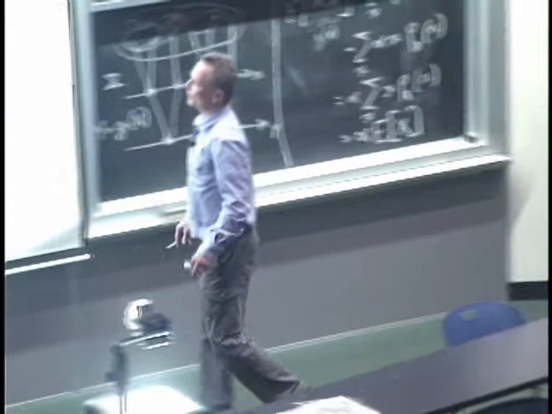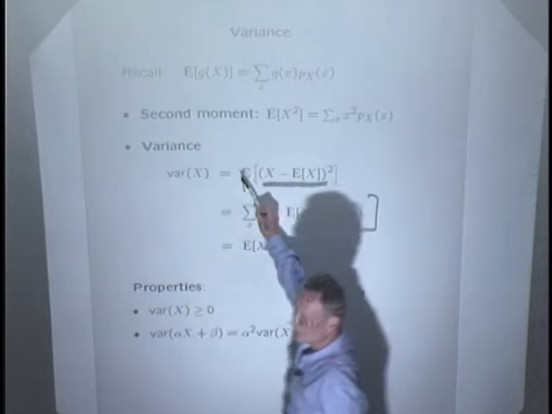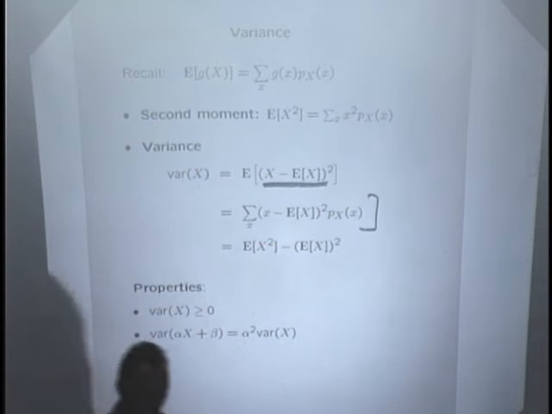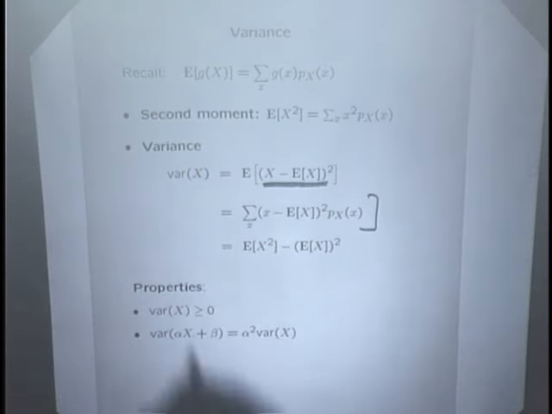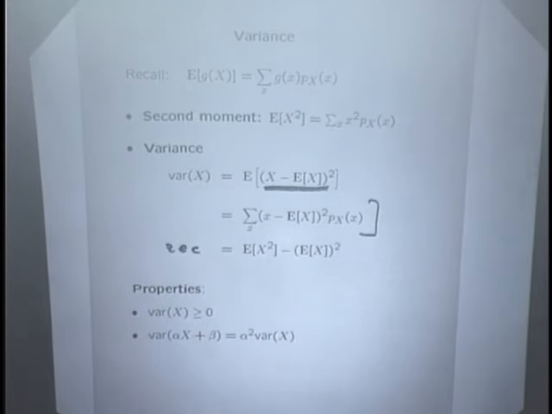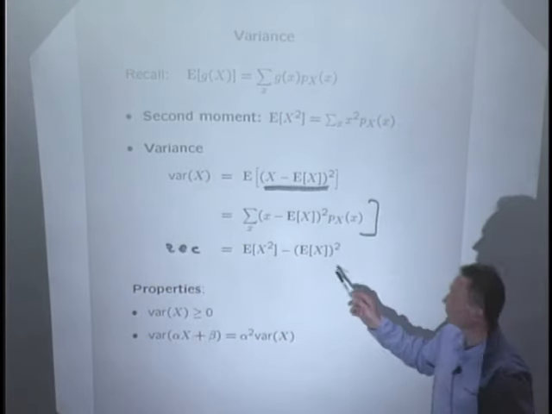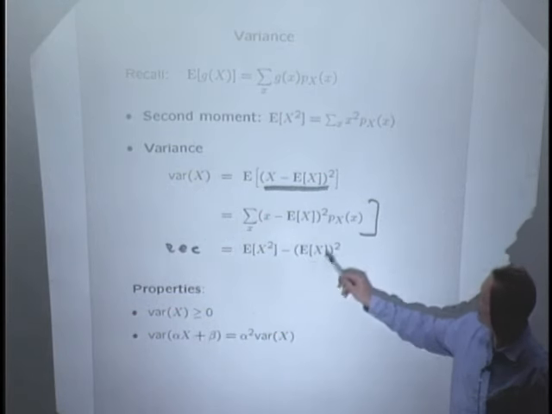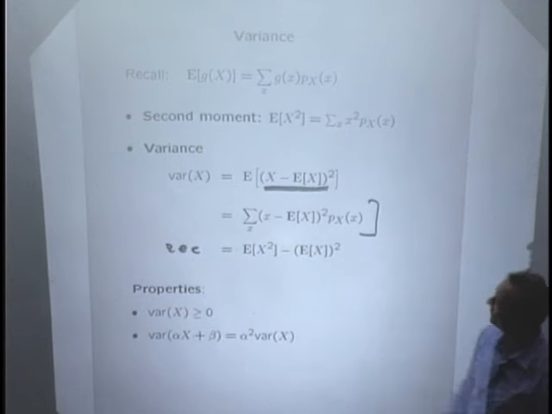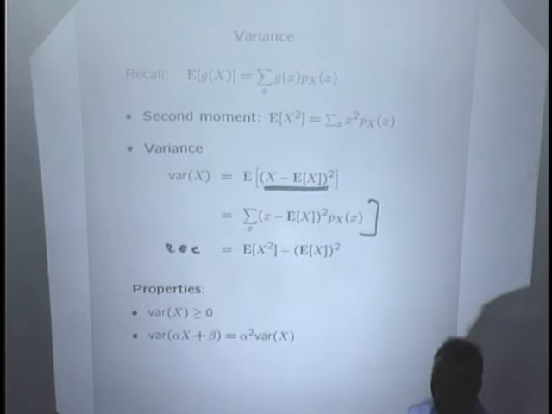Now, as a practical matter, when you want to calculate the variance, there's a handy formula, which I'm not proving, but you will see it in recitation. It's just 2 lines of algebra. And it allows us to calculate it in a somewhat simpler way. We need to calculate the expected value of the random variable and the expected value of the square of the random variable. And these two are going to give us the variance.